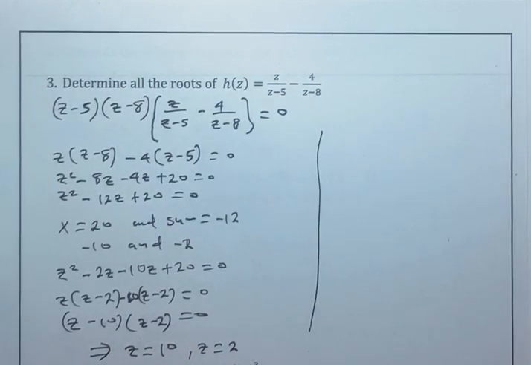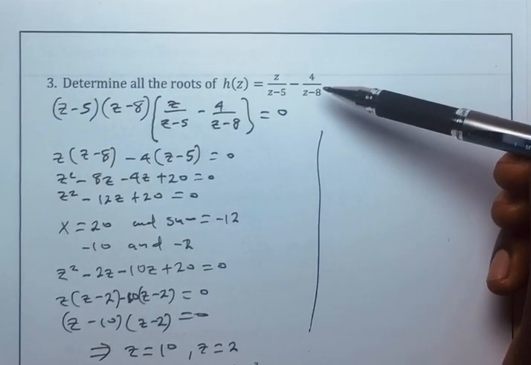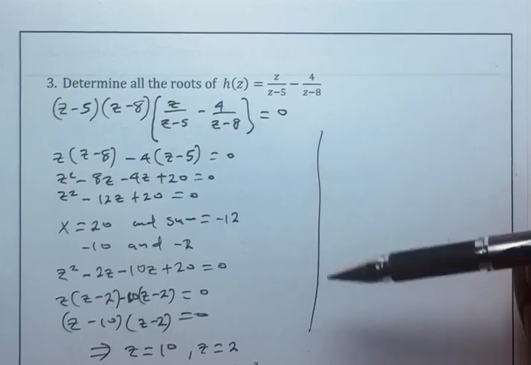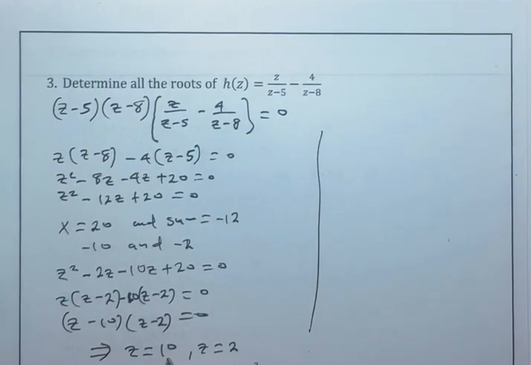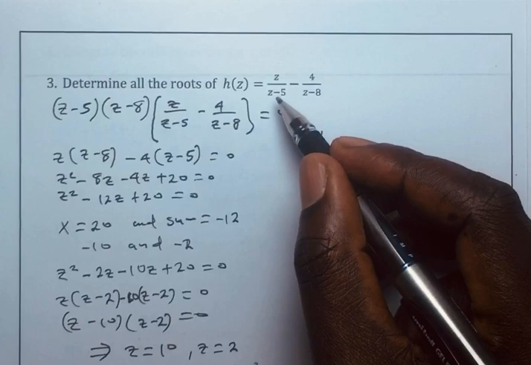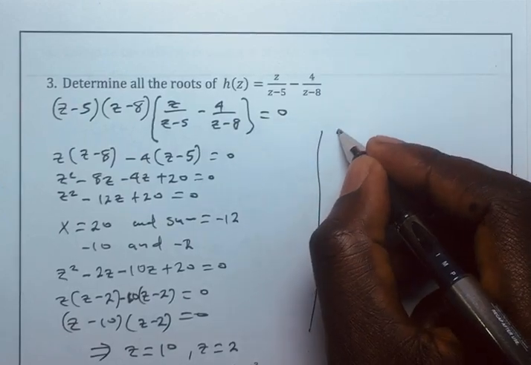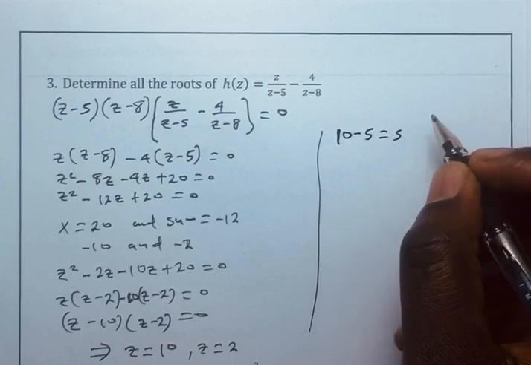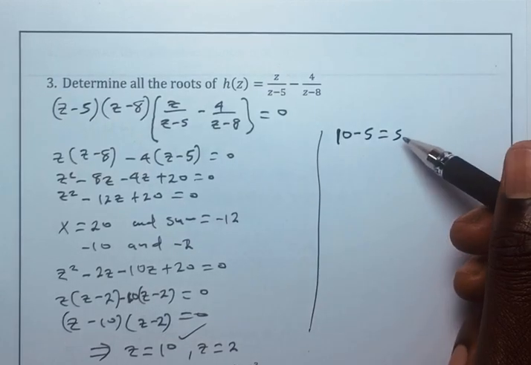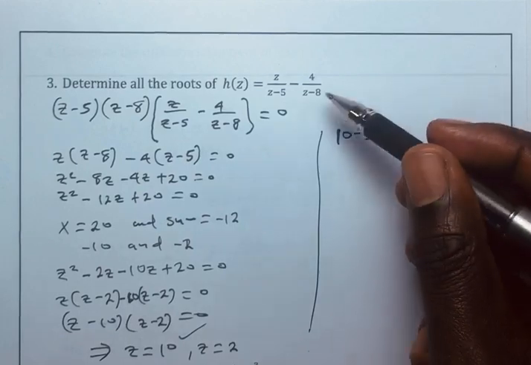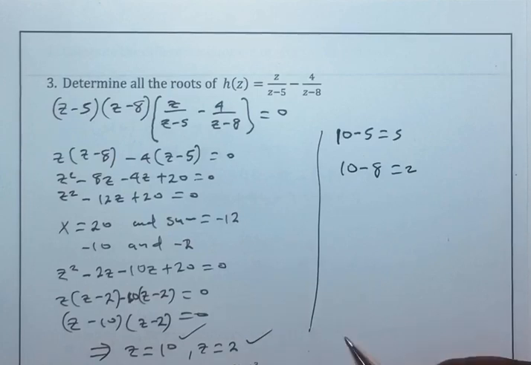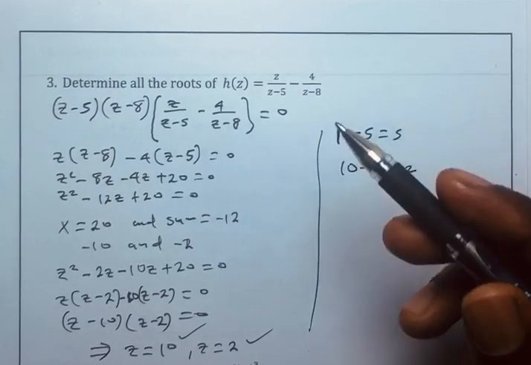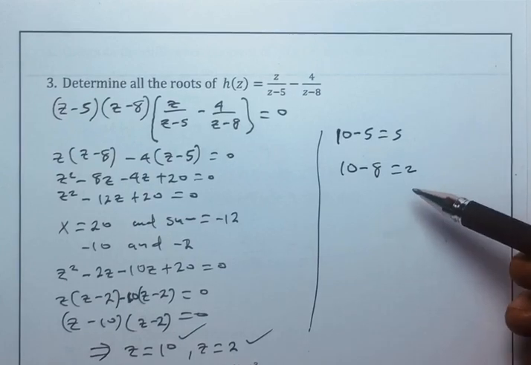When you have the values of z, we have to confirm if they satisfy the original expression, that is, if any of them can lead us to dividing by 0. So if you test when z is 10, look at the denominator: 10 - 5, which is 5. So 10 is okay, because we are not ending up with 0. And then the second situation, we have 10 - 8, which is 2. So z = 2 is also a solution or a root of that expression, because we're not ending up with a 0.